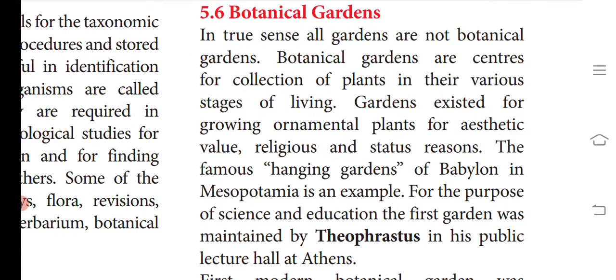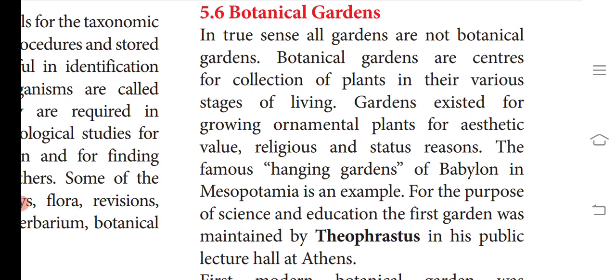Then coming to botanical garden. So, in the true sense, all gardens are not botanical gardens. Botanical gardens are the centers of collection of plants. Okay, so in the various living stages. What are the various living stages? It may be gametophyte, or it may be fruiting, or it may not. It will be very young, or it will be germinating. Do you follow this? These are all the different stages of life of a plant. Germination, growing, giving flowers, producing fruit, are the different stages of the plant.